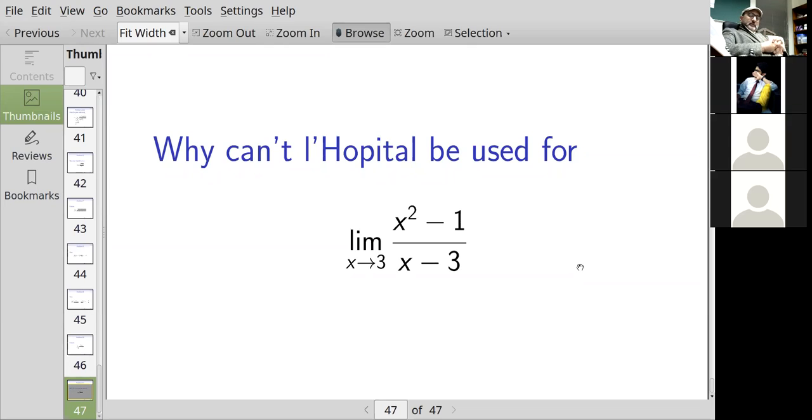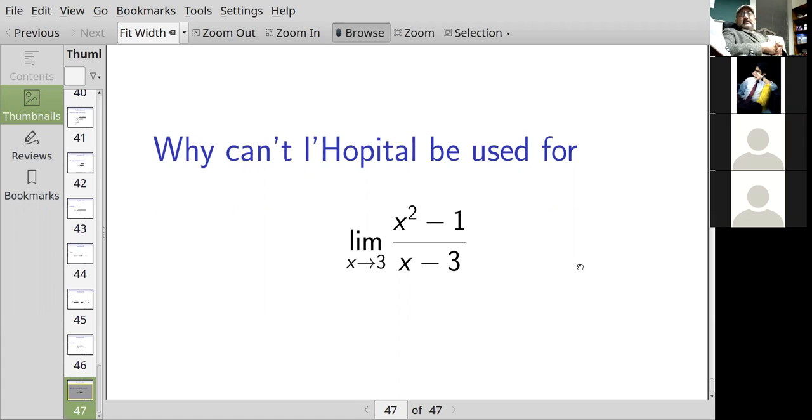No, you can only apply it to two forms, the two forms that I've shown you. You cannot apply L'Hopital's rule until you can get those two forms. Okay, sir. Right. Are there any other questions?